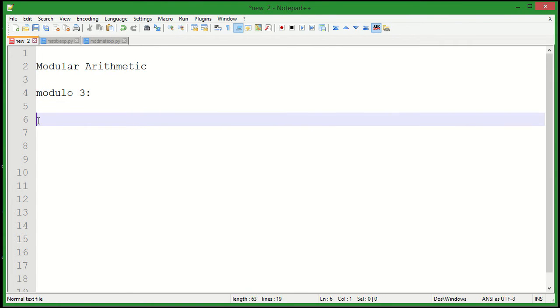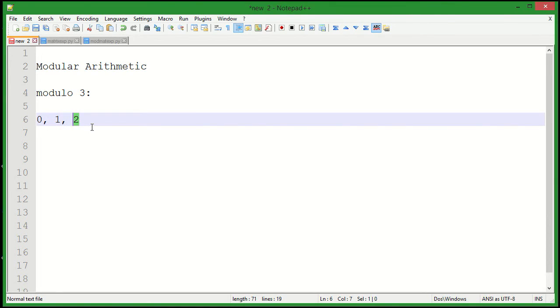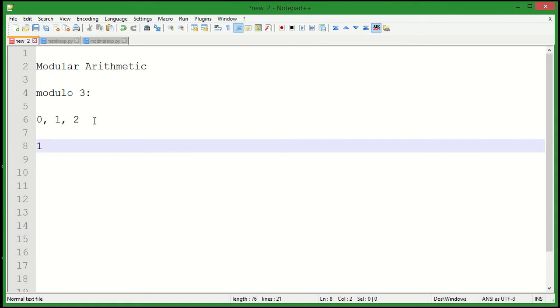So let's look at modulo 3. The only 3 numbers we have to work with are 0, 1, and 2. That's because 3 is really 0 in this system. 6 is really 0. 5 is really a 2 in this system. So what that means is if we add some things together, let's say we have 1 plus 2, that's going to equal not 3, but 0. Now it also equals 3, but 3 is the same as 0 in our system.